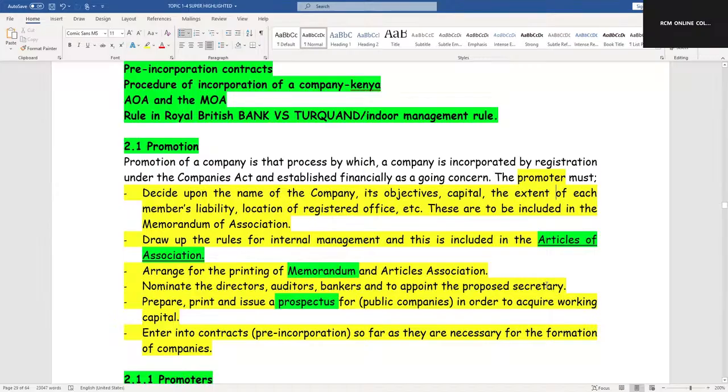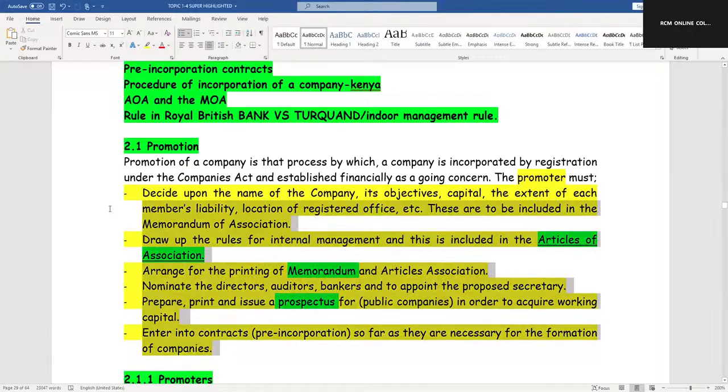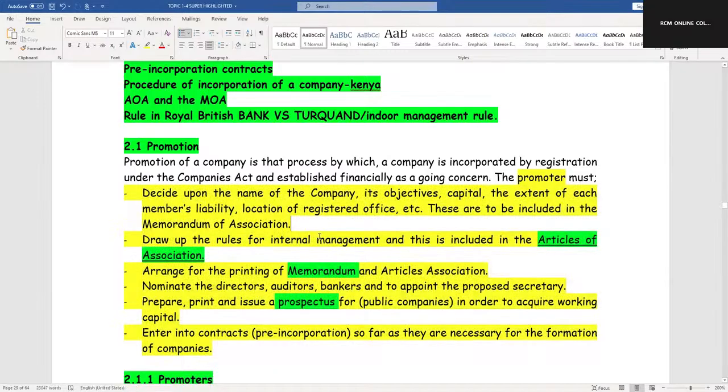Remember, we conclude that the company has come into existence, has been born, when the register of companies, after all this process by the promoter, issues a certificate of incorporation. So the promoter undertakes all these procedures to ensure the register of companies gives him a certificate of incorporation.